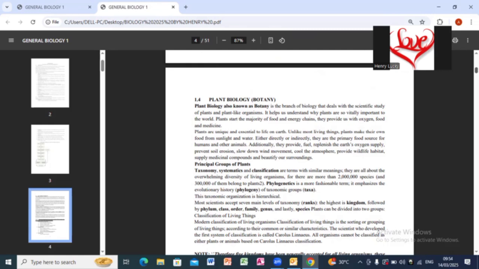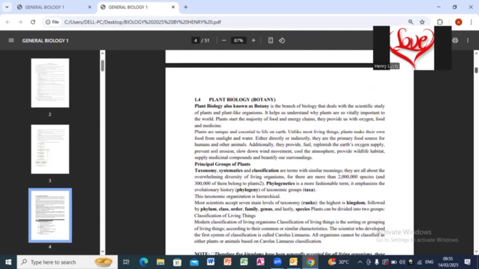Now, there's this uniqueness in every plant. Some are nutritional, some act as medicinal values, or some can even serve industrial purposes. So when we talk about plant botany or plant biology, we are simply looking at the study of plants entirely in this particular aspect.